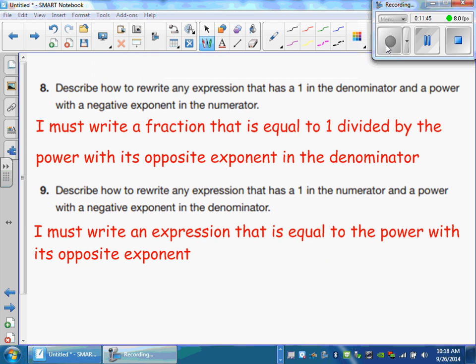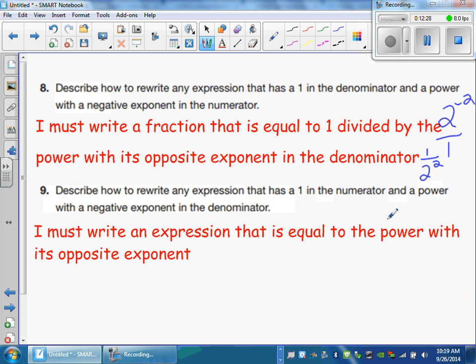All right, if you finish your table, we're going to move on to numbers 8 and 9. It says, describe how to rewrite any expression that has a 1 in the denominator and a power with a negative exponent in the numerator. So what they're saying here is maybe 2 to the negative 2 is in the numerator, and 1 is your denominator. Well, I wrote, I must write a fraction that is equal to 1 divided by the power with its opposite exponent in the denominator. So instead, like we talked about before, you are going to move this down to the bottom, and it becomes 1 over 2 to the positive second power.